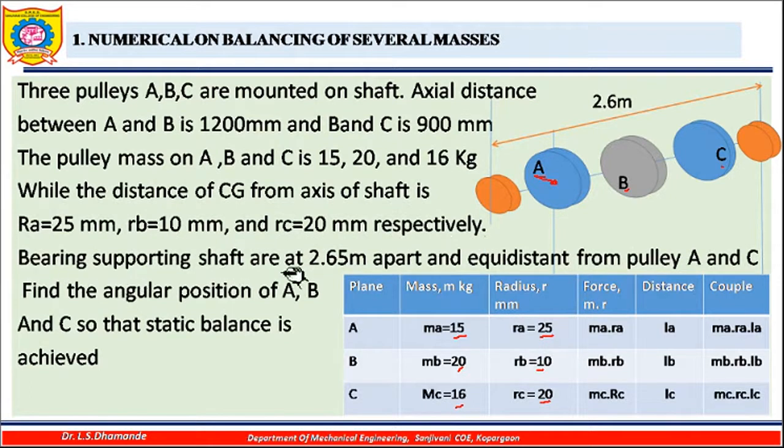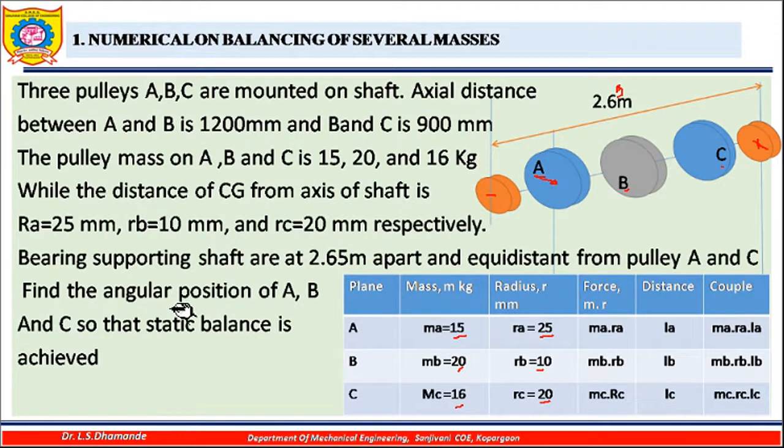The bearings supporting the shaft are 2.65 meters apart. There are two bearings, this is one bearing and this is another bearing, and they are 2.65 meters away from each other. These bearings are at an equal distance from pulley A and pulley C.